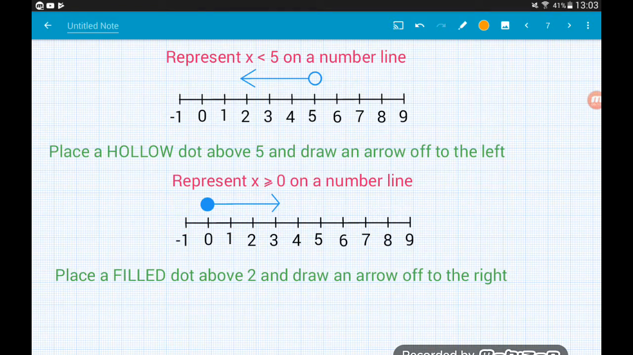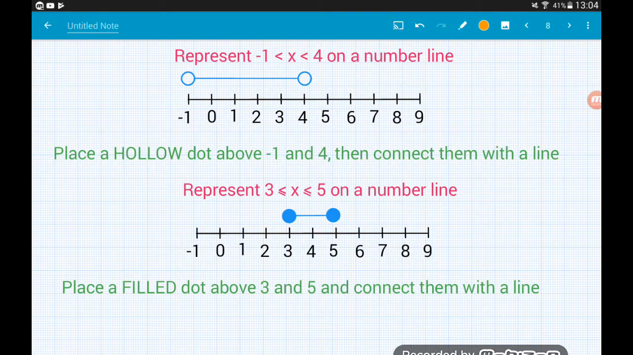So represent x is greater than or equal to 0 on a number line. So this time's a bit different. He's allowed to equal 0. So this time we use a filled in dot, and it's everything greater than or equal to 0. So we stick an arrow going off to the right, off to positive infinity.